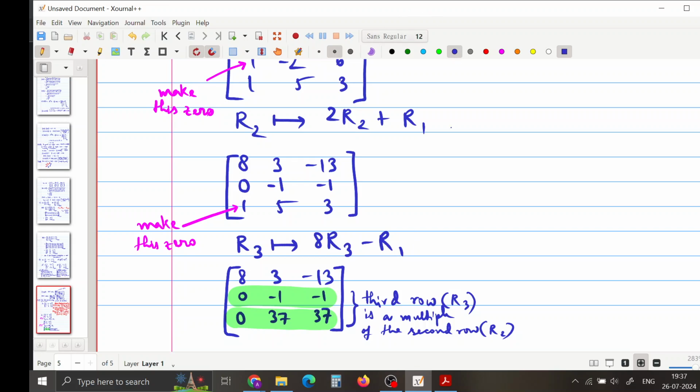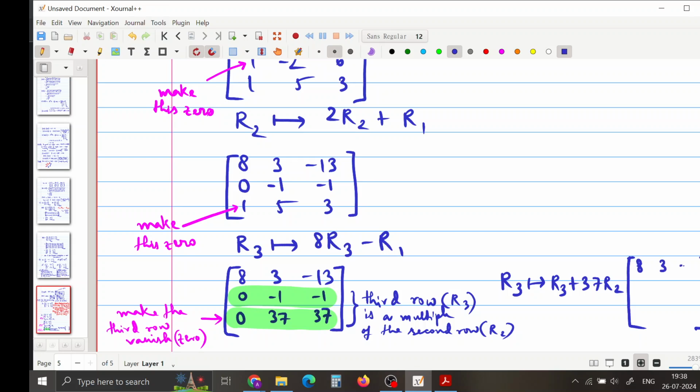Now, what can I do for this? Make the third row vanish, that is 0. Let me write it here only. If I do R3 changes to R3 plus 37 R2, what do I get? The first and second rows remain the same. This becomes an all zero row. Correct?